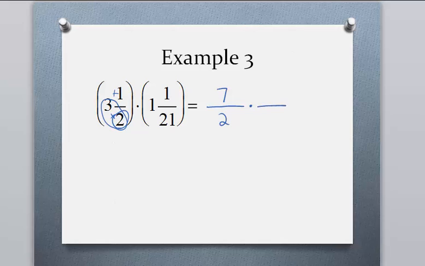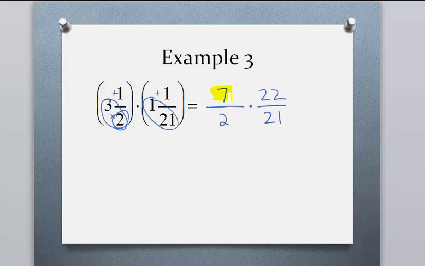And then for the second mixed number, I'm going to multiply these. 1 times 21 is 21, and add the 1. That's 22. And then the denominator again stays the same. It was 21, it stays 21. Now I could multiply across right now, 7 times 22, but that's a really big number and I don't feel like working with really big numbers, so what I'm going to do is simplify ahead of time.